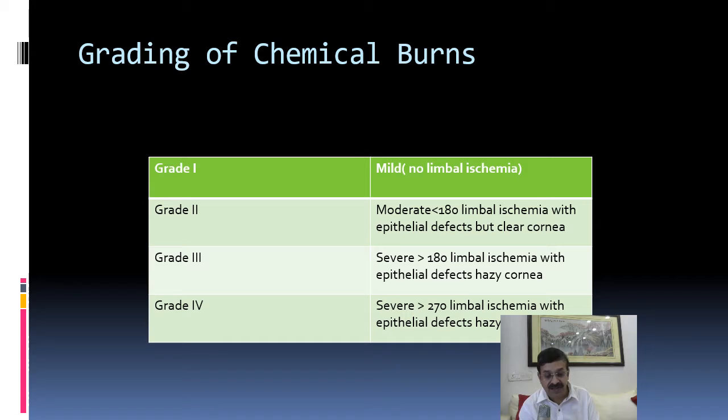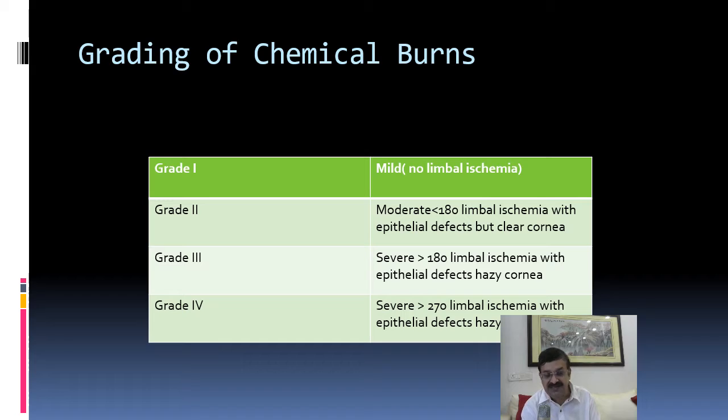Now, grading of the chemical burns. This is very important. This gives an offhand assessment ability to the clinician regarding the severity of the chemical burn that has taken place, and it can also give you a very rough idea of the visual prognosis of the patient. So, grade 1 is mild, where there is no limbal ischemia. Grade 2 is moderate, that is less than 180 degrees of limbal ischemia with epithelial defects, but the cornea is still clear and you can see the details of the anterior chamber.